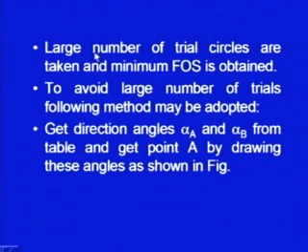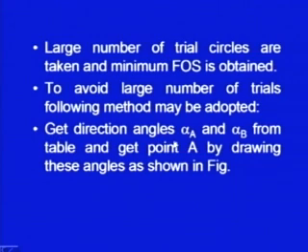Now, again a large number of trial circles are required to be taken. Out of those, we will select the minimum factor of safety, and that is going to give you the critical circle and the factor of safety. Not only in this graphical method, but also in the analytical method, we have to take a large number of trials. So, here is an approximate procedure which can reduce those large number of trials. To avoid the large number of trials, the following method is adopted.